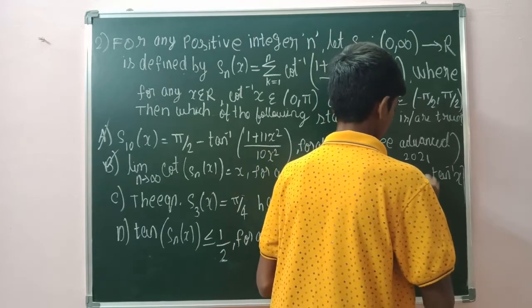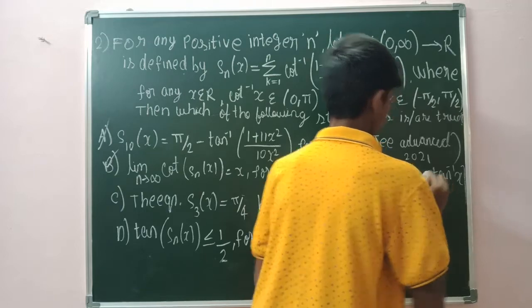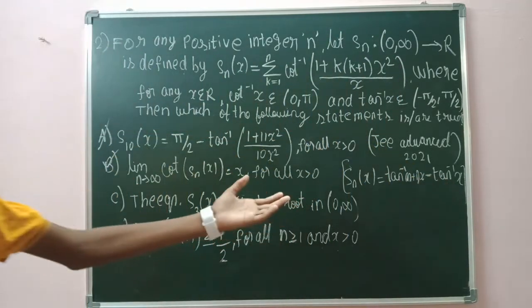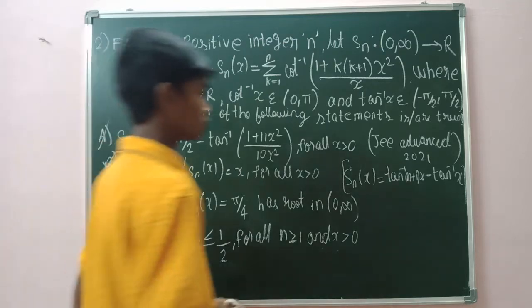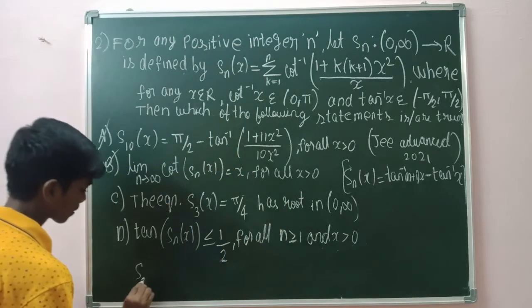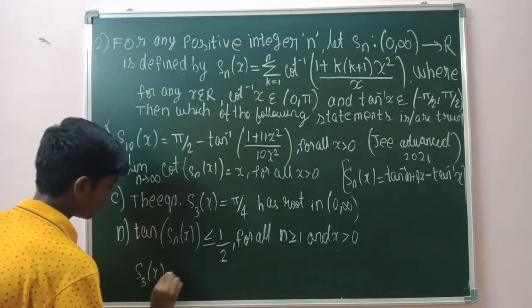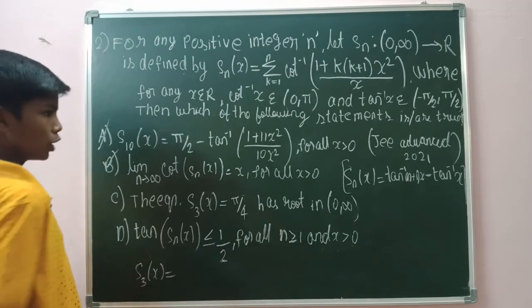N plus 1 into x, correct? N plus 1 into x. This S_n of x will be n plus 1 into x. N plus 1 into x. So hence S3 of x will be, I will write here. S3 of x will be nothing but, just put your n as 3.